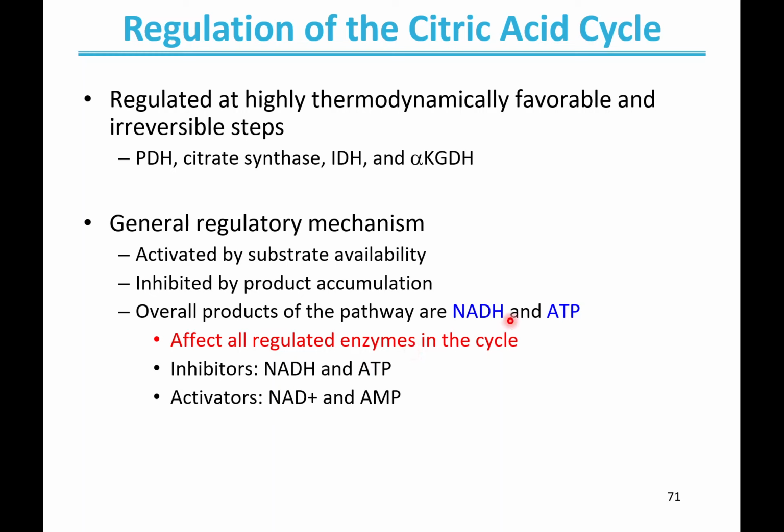So just as a general rule for the citric acid cycle, you can say these enzymes are activated by substrate availability and inhibited by product accumulation. Overall, the products of the pathway are NADH and ATP, so those are going to play probably the biggest role in product inhibition. Although they weren't necessarily listed for each step in the previous diagram, you can think of those as affecting all regulated enzymes in the cycle. NADH and ATP are the inhibitors, and the activators are NAD plus and AMP.